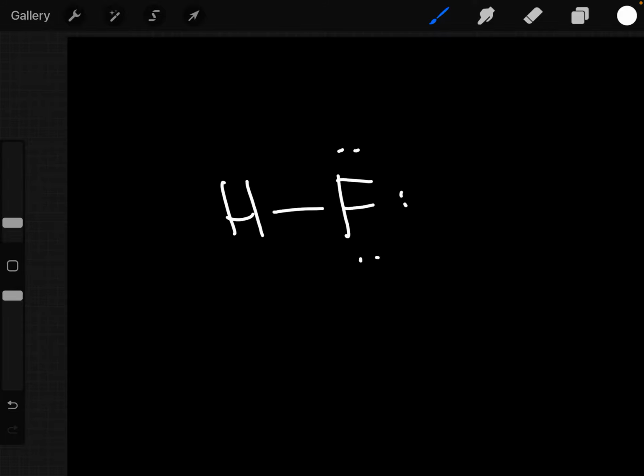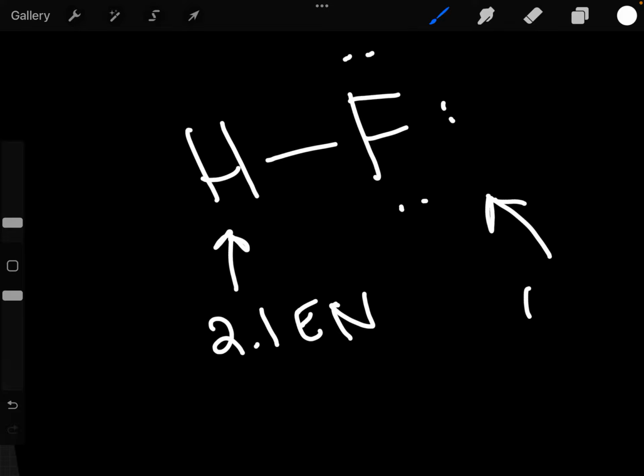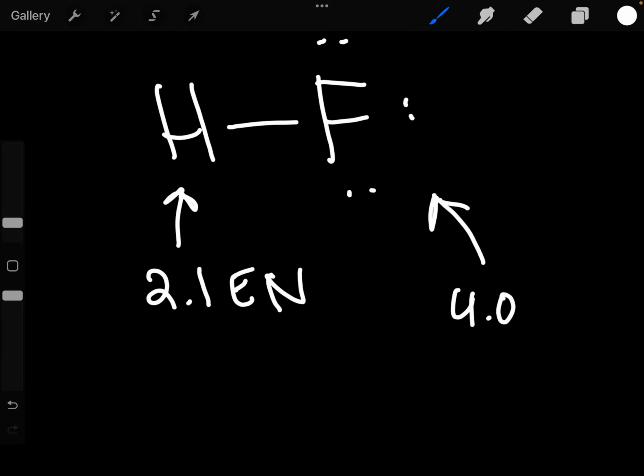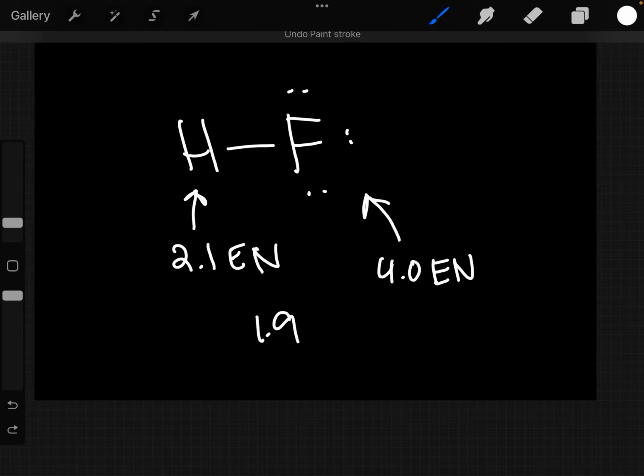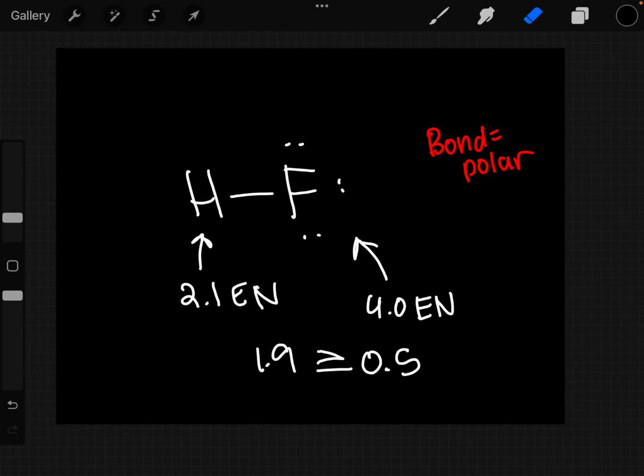The electronegativity for hydrogen would be 2.1, and for fluorine it would be 4.0, because it's the most electronegative. 4.0 minus 2.1 is 1.9, and 1.9 is greater than or equal to 0.5, which means that the bond is polar. But how can we tell if this is also a polar molecule?